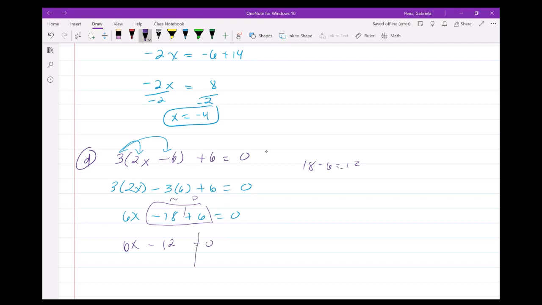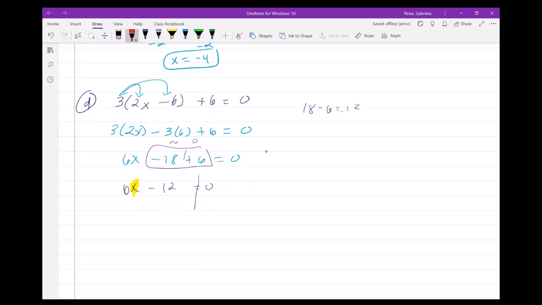We have a line going through that. Yes, we have a variable here, so that means we have to move that 12 over. So we add 12, and I get 6x equals 12, because 0 plus 12 is just 12. We divide by 6, x is a positive 2. So my answer would be a positive 2, and we're done.